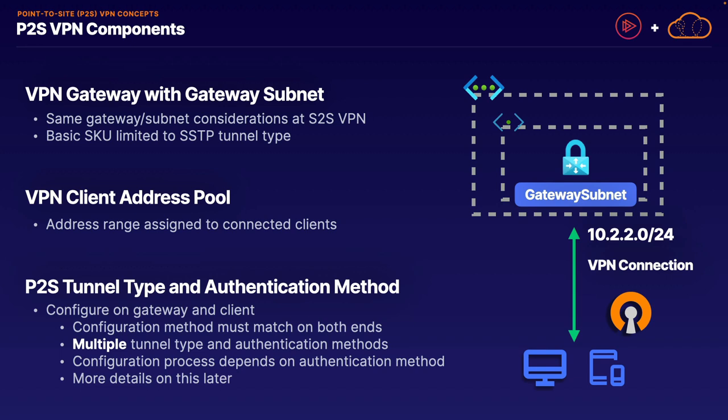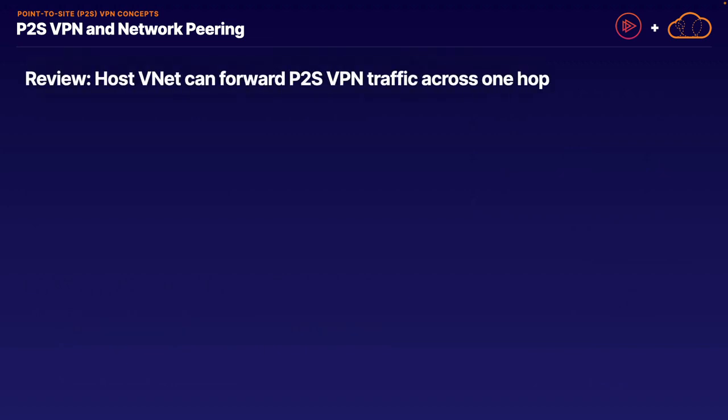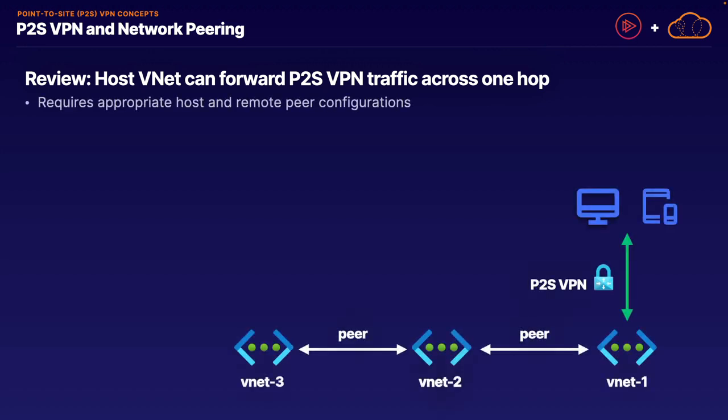Next, let's move on to talking about the interaction or relationships between point-to-site VPN and network peering. Now, this should be a bit of a review by now, but going back to our previous lessons on network peering, we learned that in a network peering scenario, a host virtual network can share its gateway with a peered network, which also applies to point-to-site VPN connections in which that connection can be shared across one peering hop. And of course, this requires the appropriate host and remote peer configurations we talked about earlier in the peering section, in which our host network needs to allow gateway transit, and our remote network needs to be configured to use the remote gateway, again in those peering configurations.